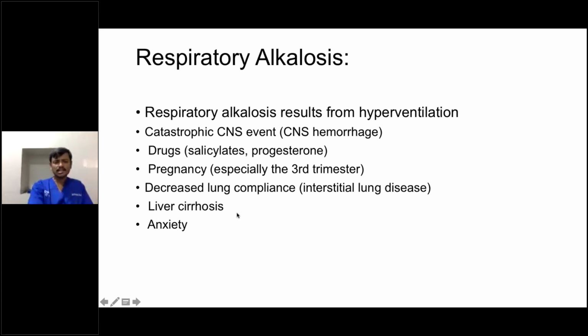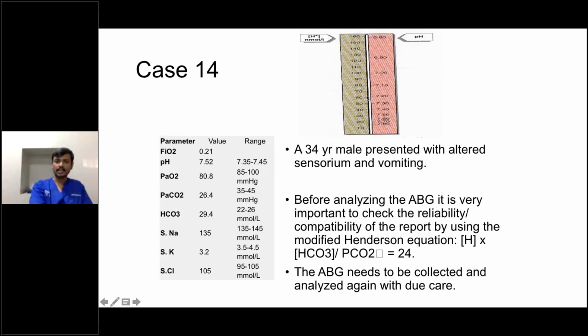Sometimes we need to know whether the ABG is correct or not. How to identify this? You should use the modified Henderson equation: H plus ion concentration into bicarbonate divided by PCO2 should be 24. H plus ion concentration is taken from this graph actually. If you look at the pH, 7.52 comes here. You should take H plus concentration as around 30. 30 into bicarbonate 29 divided by PCO2, 30, should be 24. If it is not 24, the ABG is wrong. That's how we can know whether the ABG is wrong or not.